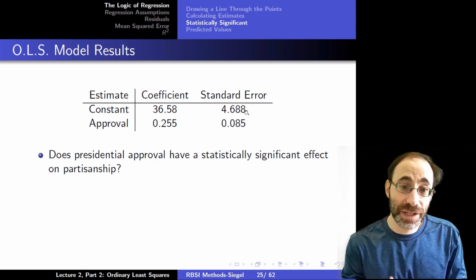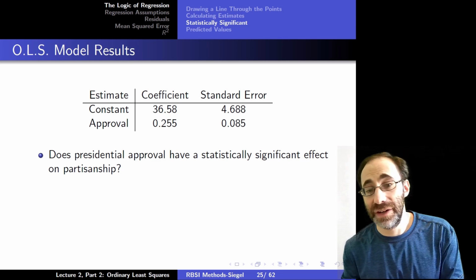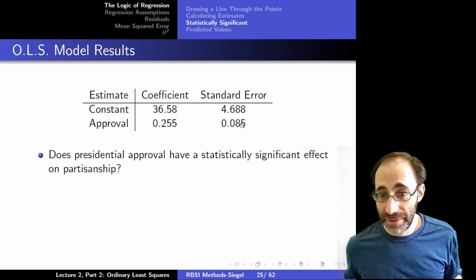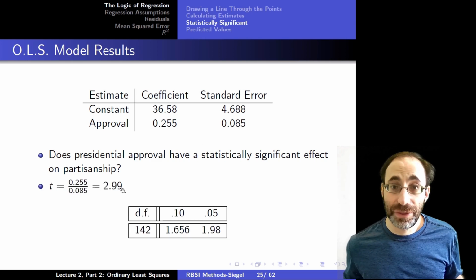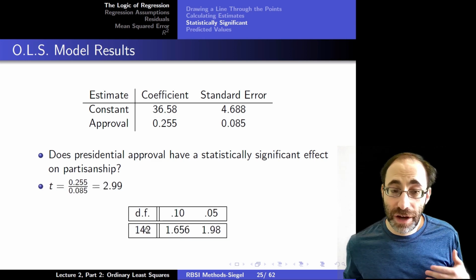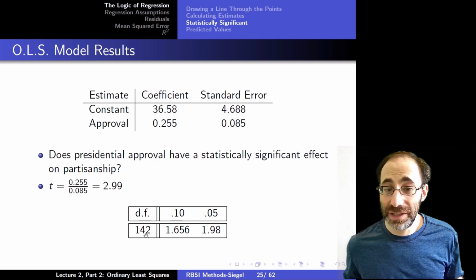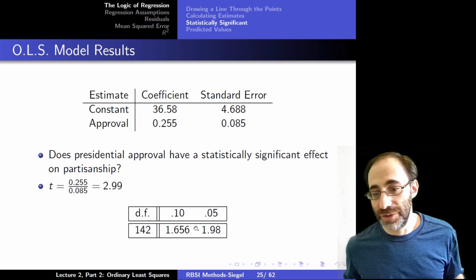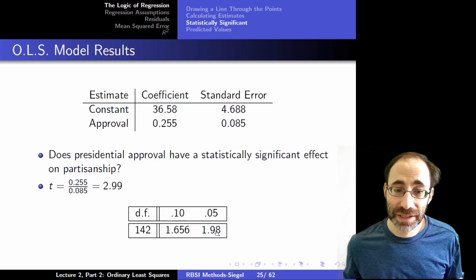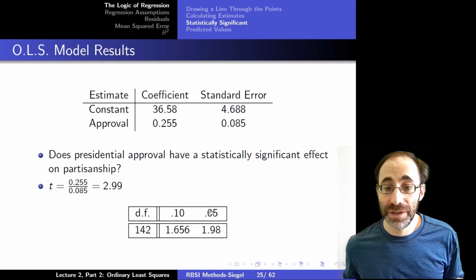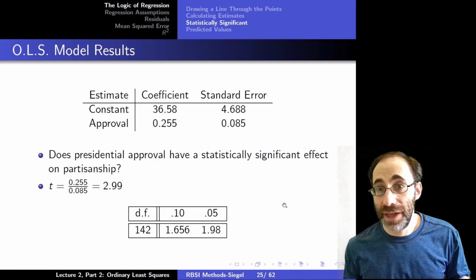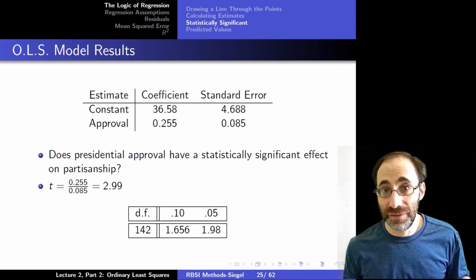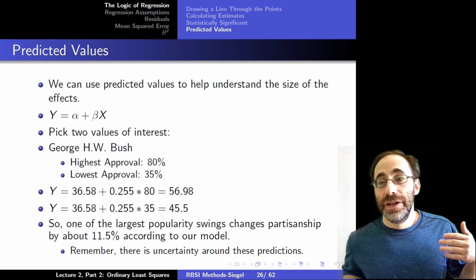So the first thing I want to ask is, does presidential approval have a statistically significant effect on partisanship? All we're going to do is divide this coefficient by the standard error. We're going to get about 3. We have 142 degrees of freedom because we have 144 data points and 2 coefficients, 2 parameters. So we use a normal distribution, close enough at least, 1.98 here, close to 1.96. And we see it's in fact greater than that, so we can reject the null hypothesis that there's no relationship between presidential approval and self-identified partisanship at the 95% confidence level. Okay, so that's what we did before.